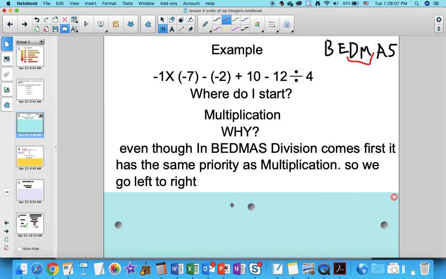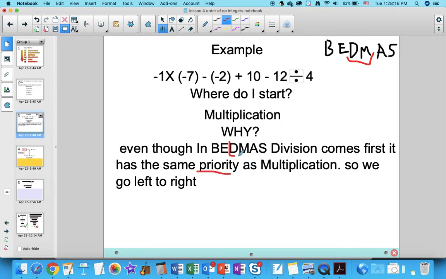So I'm going to start with multiplication, because even though in BEDMAS, division comes first, it has the same priority, right? These two, D and M, have the same level of importance. So you could even do BEMDAS, right? You could go BEMDAS. Doesn't matter. D and M have the same importance. You could do either one. It doesn't matter. So I'm going to go left to right.